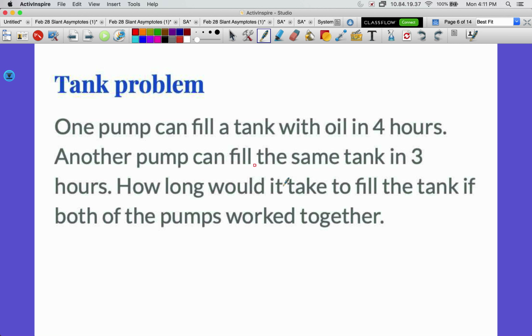All right. Tank problem. One pump can fill a tank with oil in 4 hours. Another pump can fill the same tank in 3 hours. How long would it take to fill the tank if both pumps worked together?